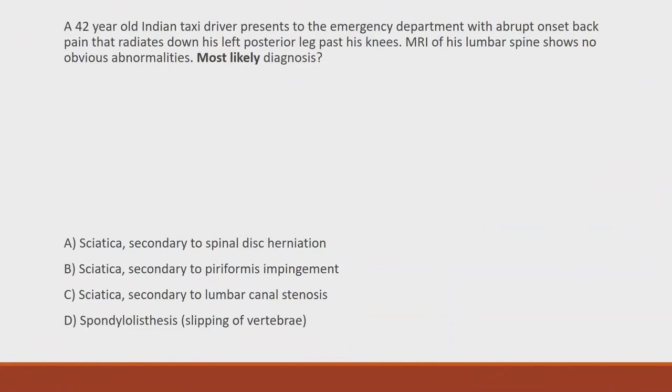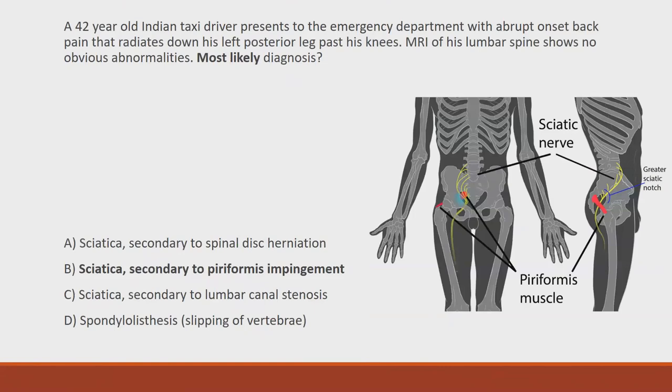Yeah, seeing a lot of Bs. Why B? It is B. You can kind of rule out, so everybody knows that it's sciatica because of posterior leg pain or back pain radiating down your leg, past your knees. Also, it has to be past your knees to be sciatica, just a little niche thing.